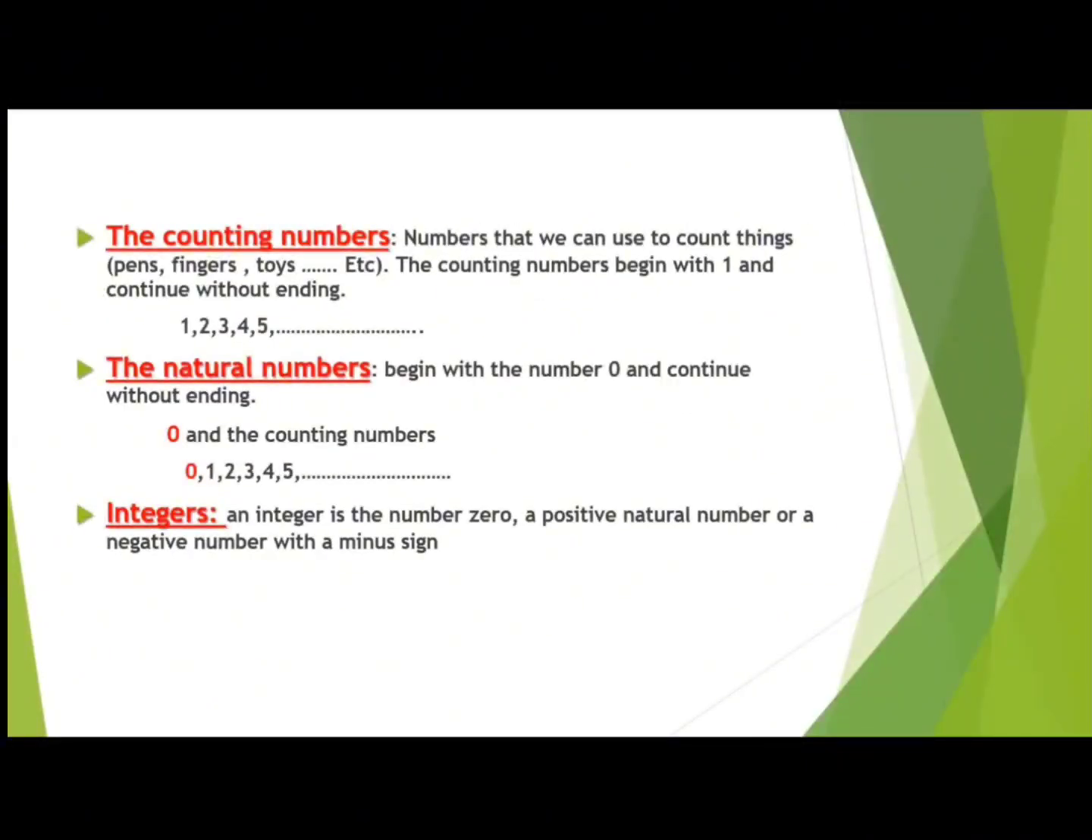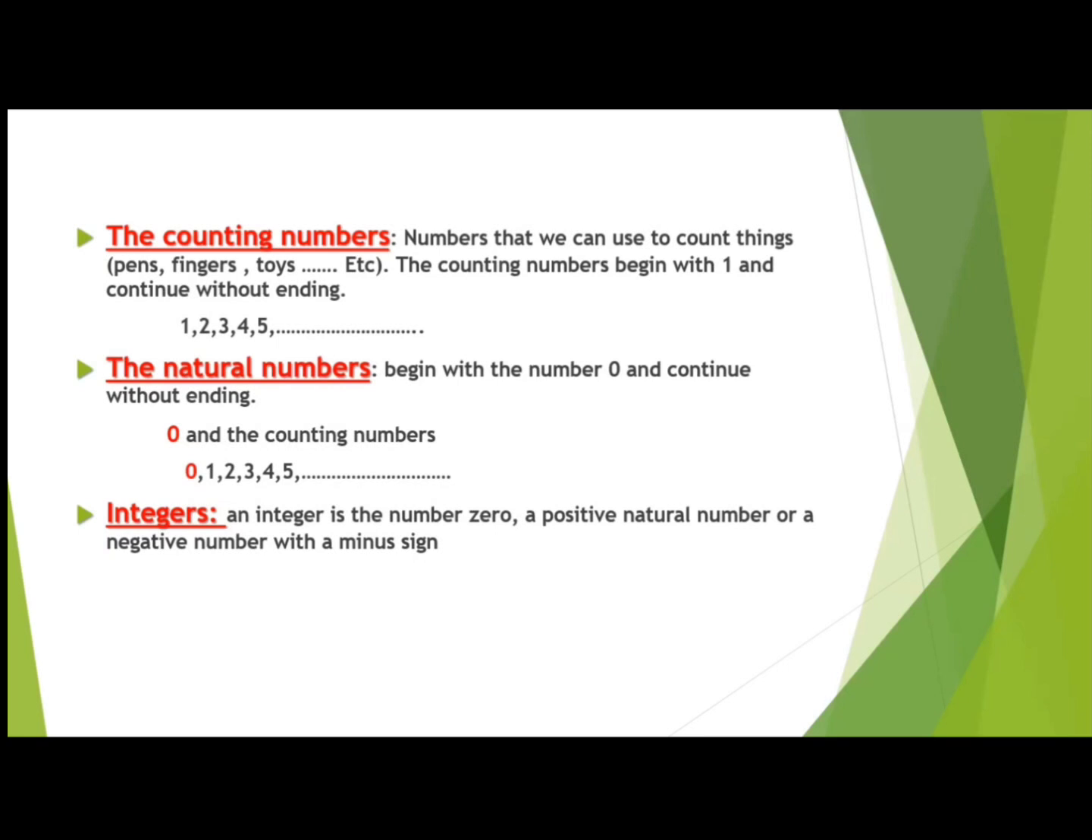Let's learn the difference between the counting numbers, natural numbers, and integers. Counting numbers are the numbers that we can use to count things: pens, fingers, toys, sandwiches, anything. When we count, we start counting 1, 2, 3, 4, 5. So the counting numbers begin with 1 and continue without ending. What about the natural numbers? Natural numbers are like the counting numbers, but they begin with 0 and continue without ending. So we put 0 first, then the counting numbers 1, 2, 3, 4.